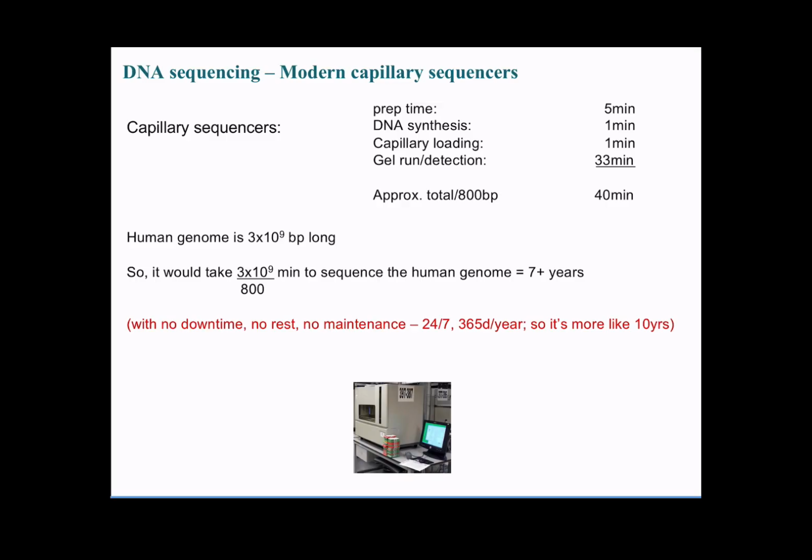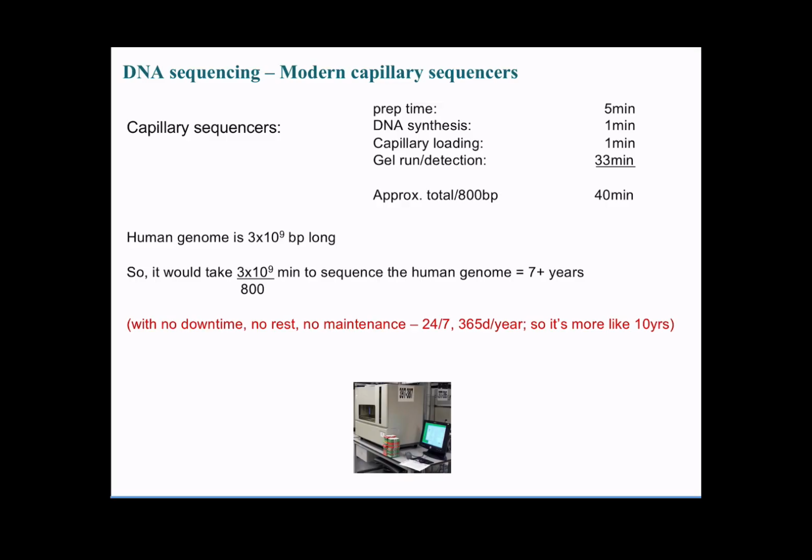Then the capillary loading, it's all done by machines. So there is an arm, a robot that goes into the tube, sucks up the liquid, and loads it into the well of the capillary tube. And then, of course, the gel run and detection may take a little longer because you need to let these things separate slowly from one another through electrophoresis. So let's say another 30, 33, 35 minutes. So it will take you about 40 minutes to find out the identity of about 800 nucleotides.